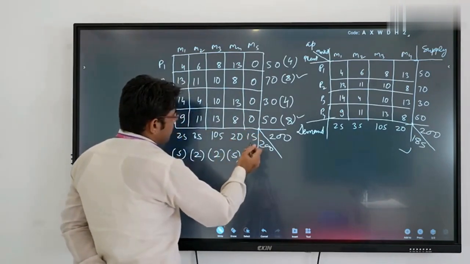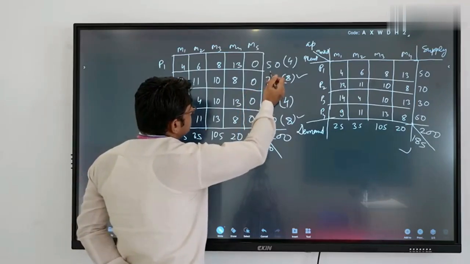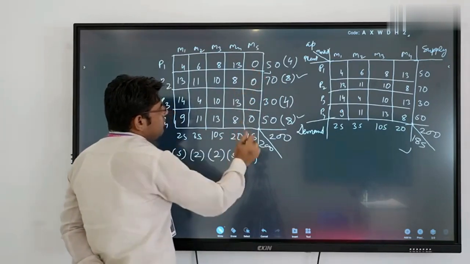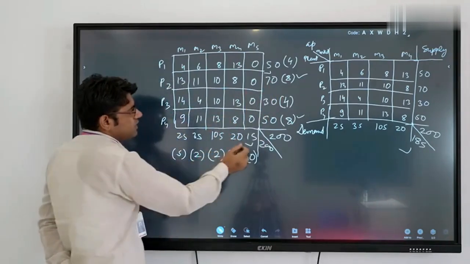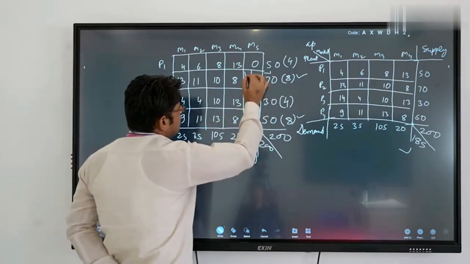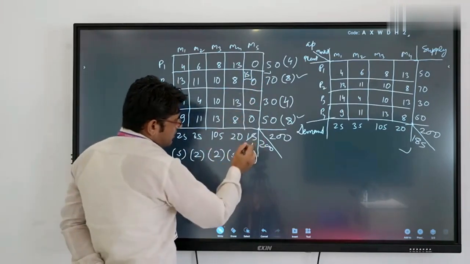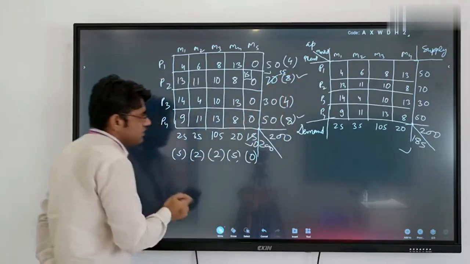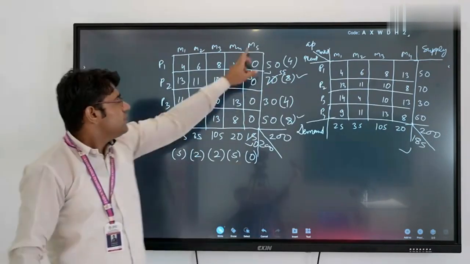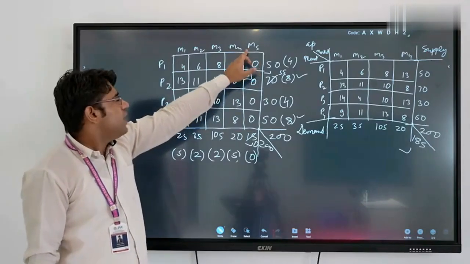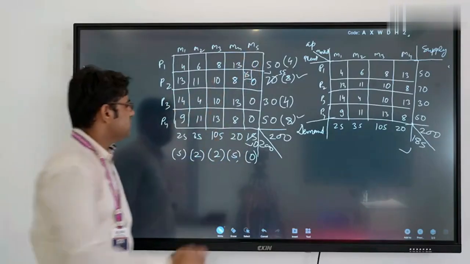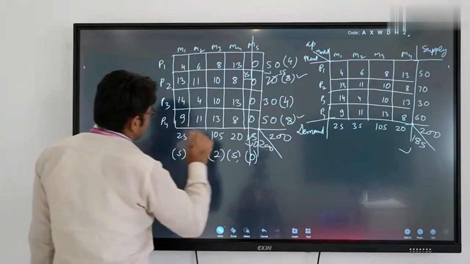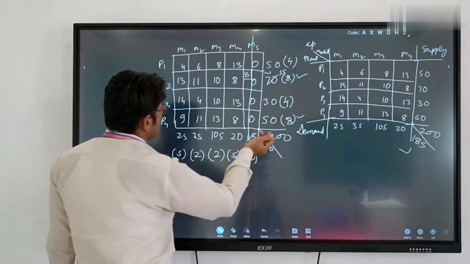Here the availability of demand is 15 and supply is 70, so we allocate the minimum of 15 and 70, which is 15. So allocate here 15, so 15 minus 15 is 0 remaining and 70 minus 15 is 55 remaining. So now the demand of market M5 is remaining 0, so cross out market M5. Now make the next table.